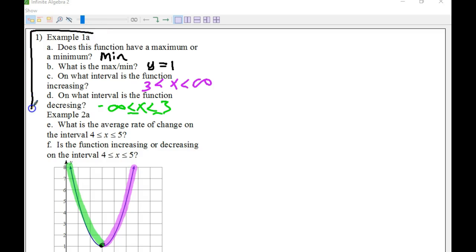example 1A through D. I want you guys to go down right underneath of that to student practice 1A, and I'd like you guys to do A through D.